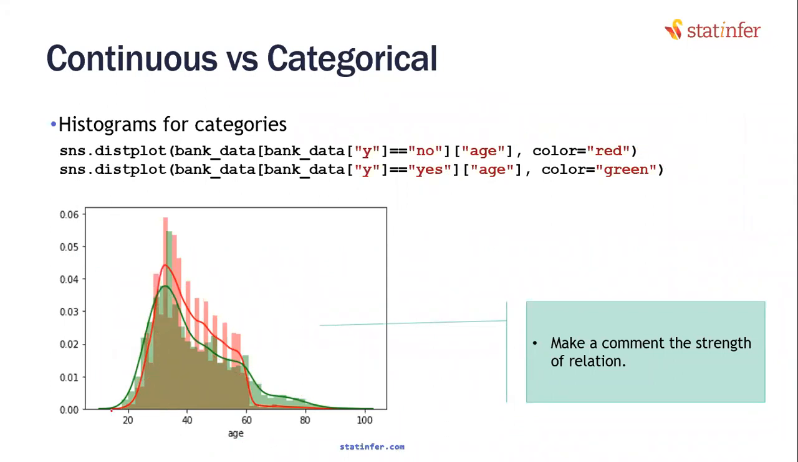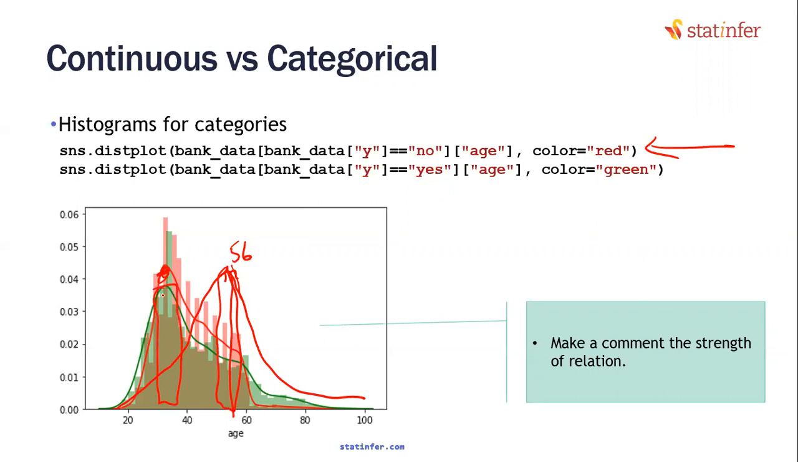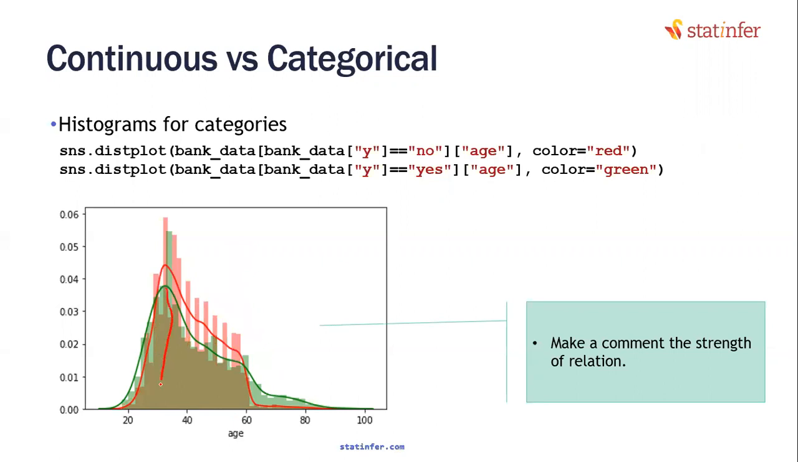Or if you would have seen, let's say the red one goes like this, then you can say what is red here? People who haven't purchased, most of them, their age peaks around 56 or something. Those who have purchased, their peak age is around 35. Are you with me? But here, those who have purchased, their age is also around 35 or 32. Those who haven't purchased, their age is also around 35 or 32.